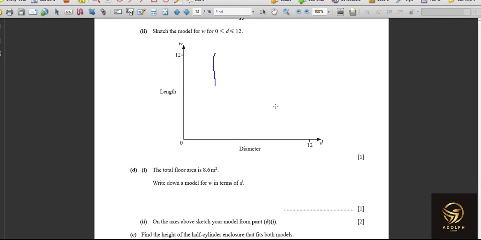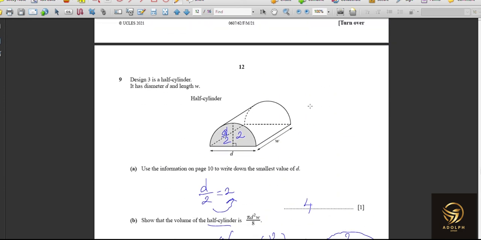Here we get a similar graph to the earlier ones. Yes, we did it. Then the total floor area is 8.6 meters square. Write out the model for W in terms of d. So what is the total floor area, and where is it connected? Don't panic, just go to the previous page. You can see what the floor is. The floor is a rectangle, so we know the area is d into w.